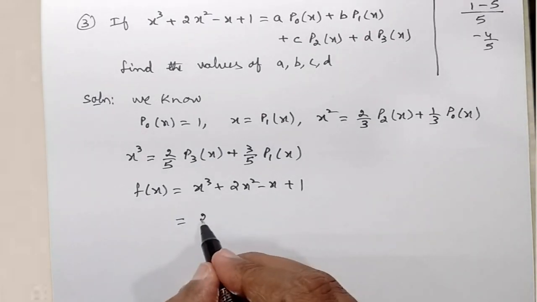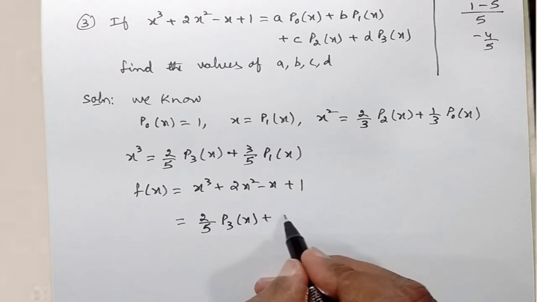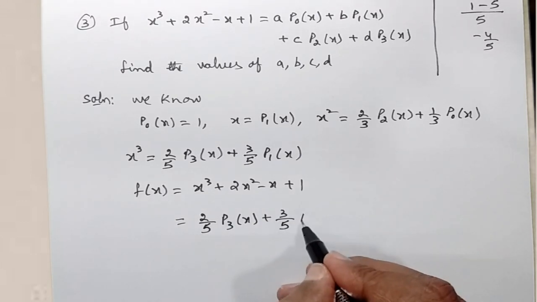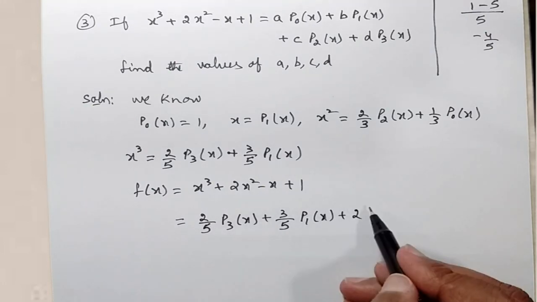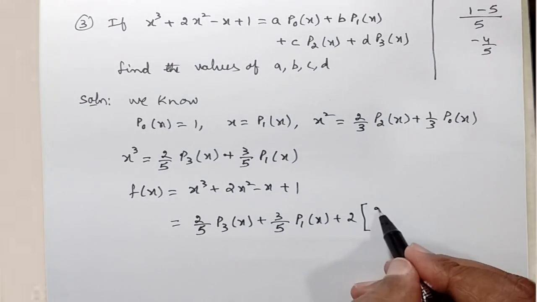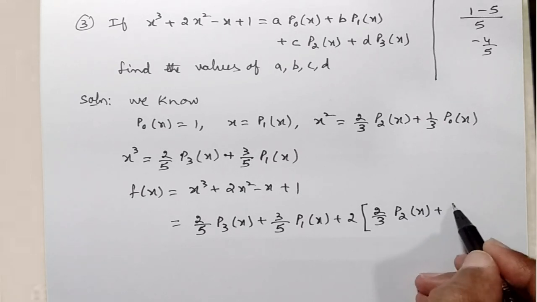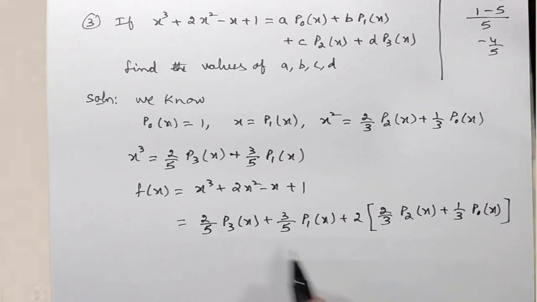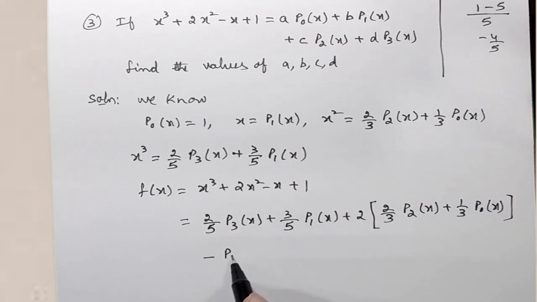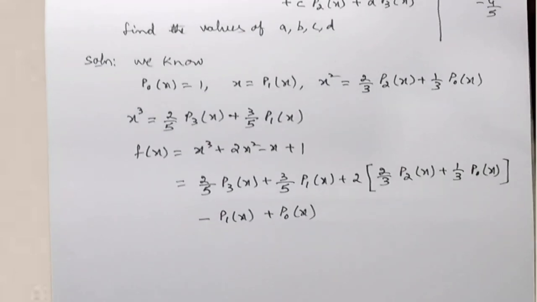So we'll plug in these values here. The x cube value is 2 by 5 into P3 of x plus 3 by 5 into P1 of x plus 2 times the x square value. So the x square value is 2 by 3 into P2 of x plus 1 by 3 into P0 of x minus the x value, P1 of x, plus what is the one value? The one value is P0 of x.